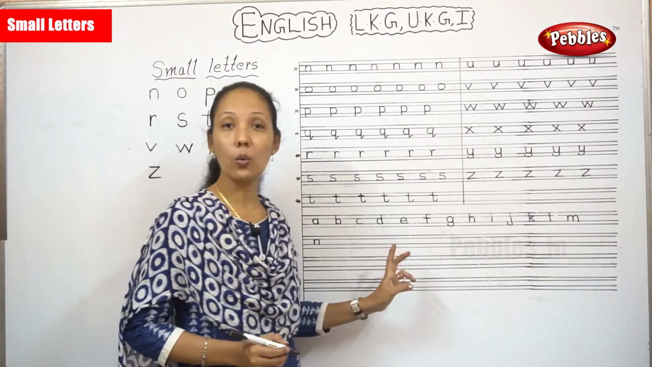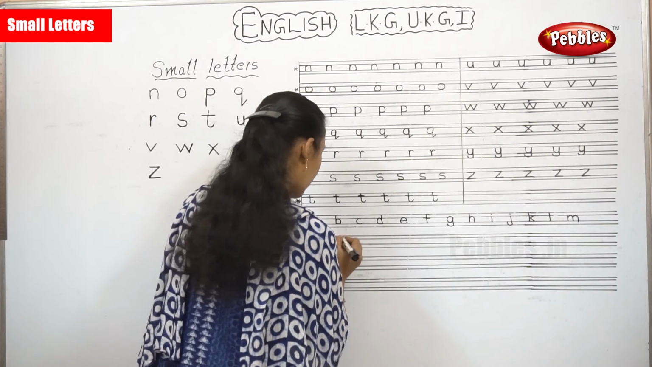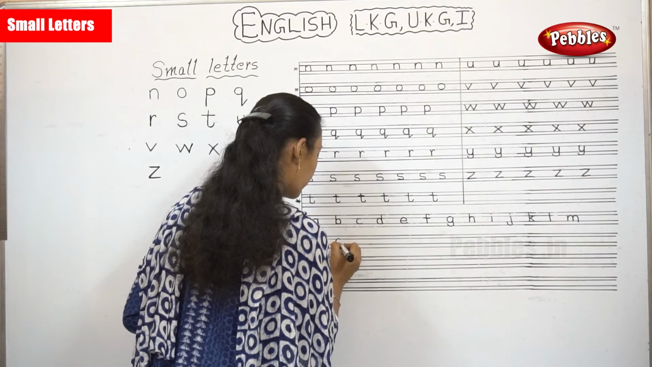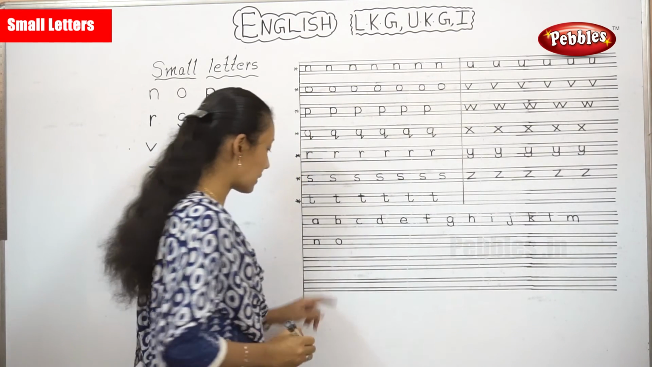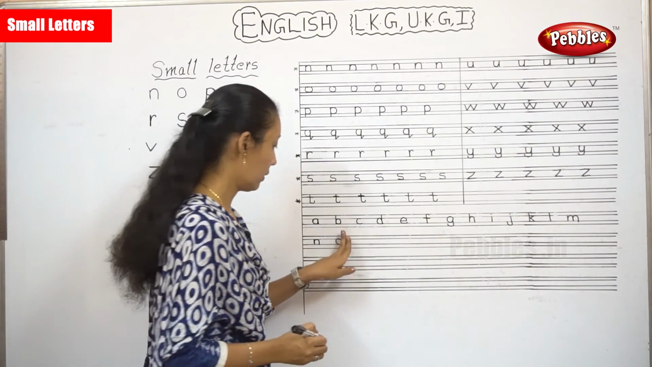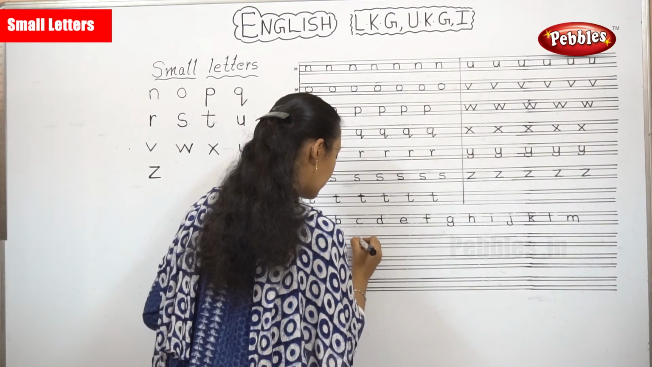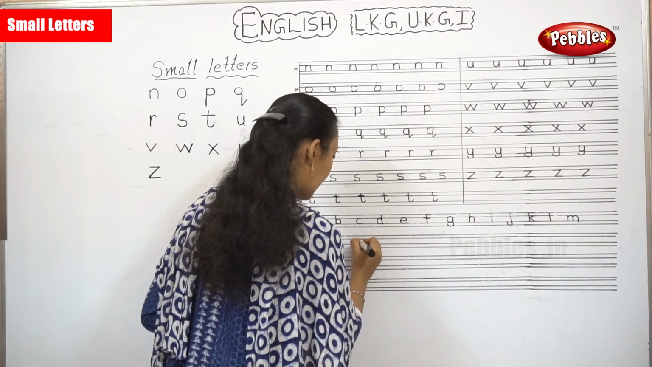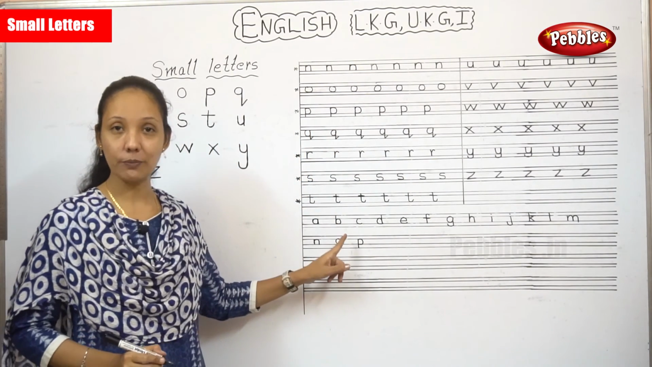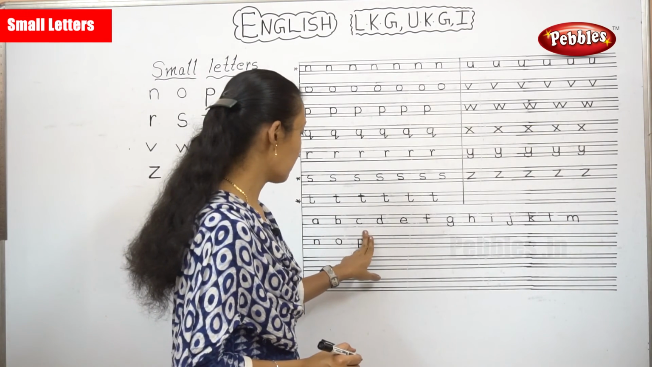Very good. O. What's your next alphabet? O. So should we place your finger? Yes. Now after that, you will write O into your second and third line, small letter O. Now next alphabet. Yes, P. Again you will come down a straight line and a curve. This is P. What is this? Yes, P.